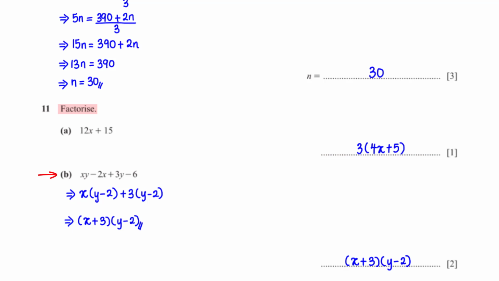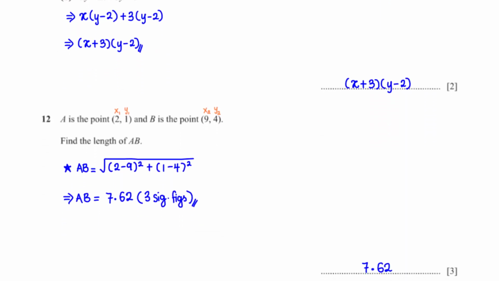Factorize xy minus 2x plus 3y minus 6. For the first two terms, when we factor out x, we are left with y minus 2. And for the final two terms, when we factor out 3, we are left with y minus 2. This can be rewritten as (x plus 3) times (y minus 2).